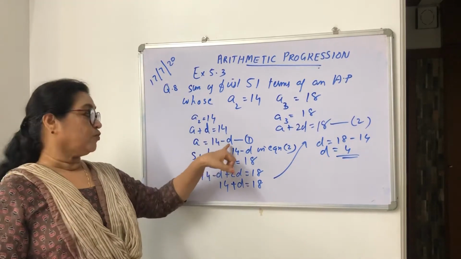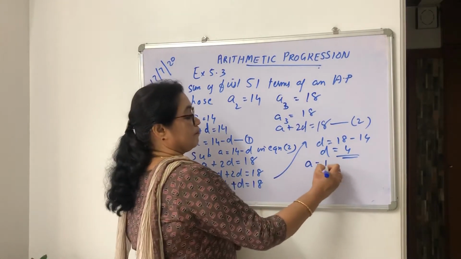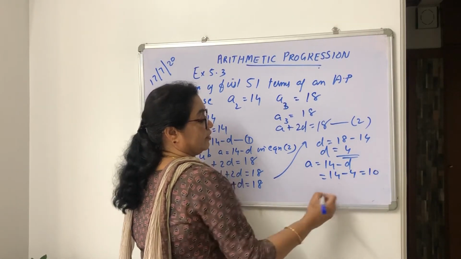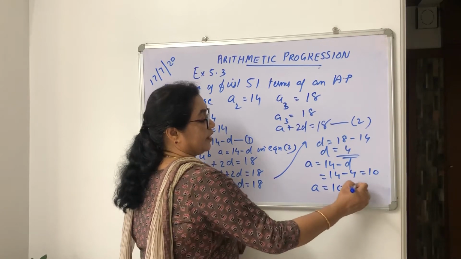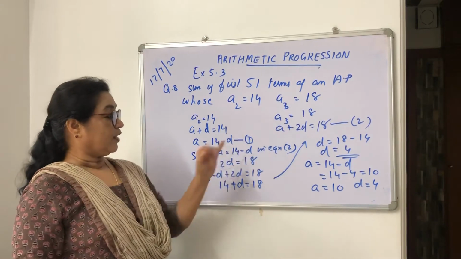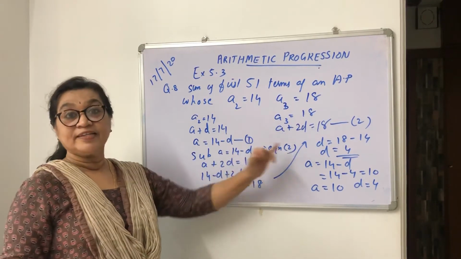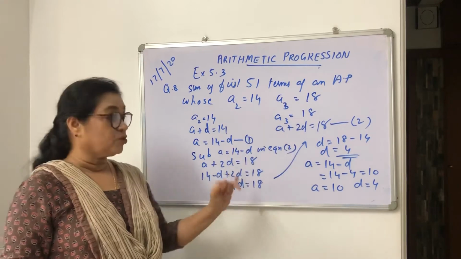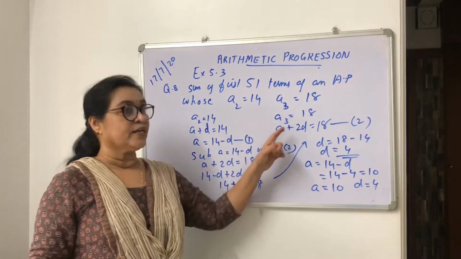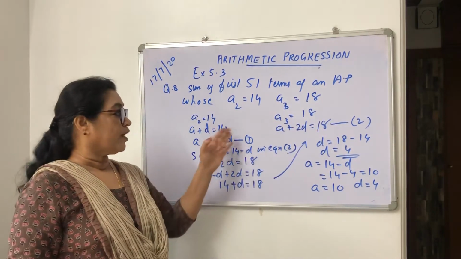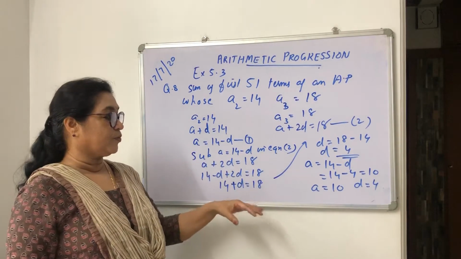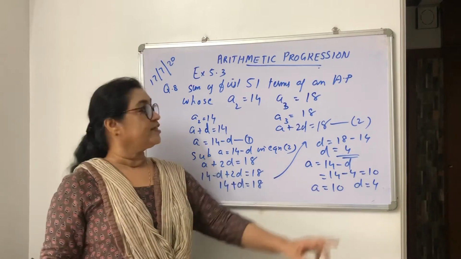If A is equal to 14 minus D, so 14 minus 4 is 10. So you got A is equal to 10 and D is equal to 4. So here we have done the substitution method to find A and D. But if you are taking A plus D is equal to 14 and A plus 2D is equal to 18, you can do it by the elimination method also. Any method you can use. You got A is equal to 10 and D is equal to 4.